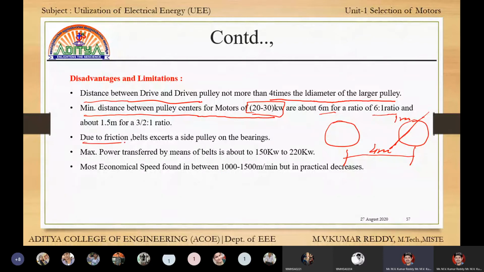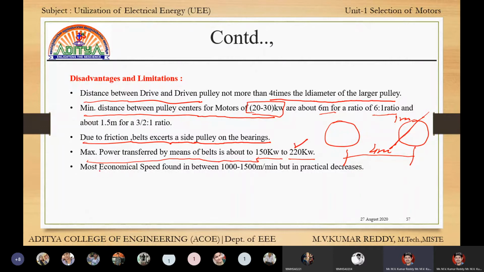Next, due to friction, the belt exerts a side pull on the bearings. That means these belts may slip to one side. That is the disadvantage. The maximum power transferred by means of a belt is about 150 to 220 kilowatts. Maximum is up to 220 kilowatts; it can be applied.